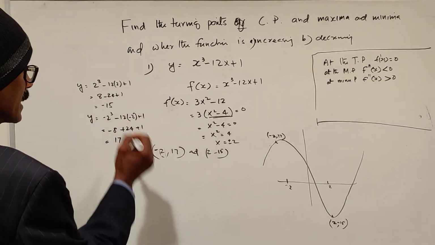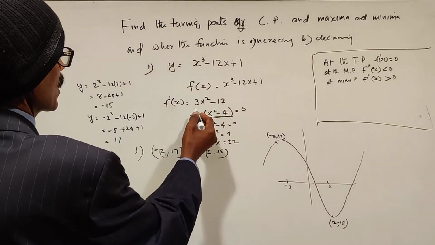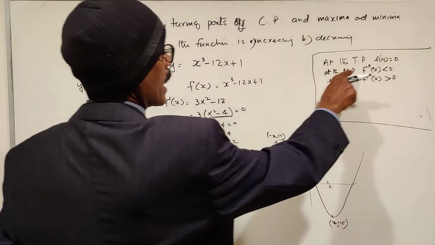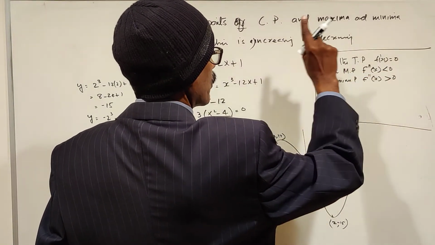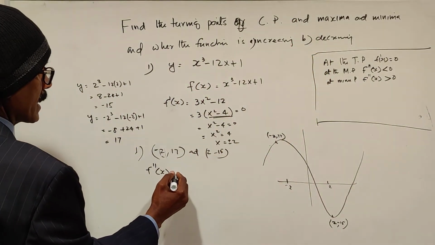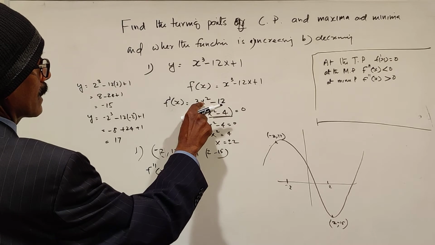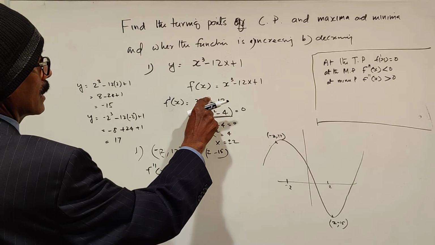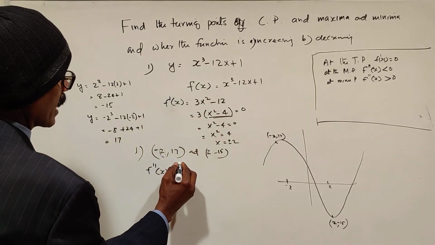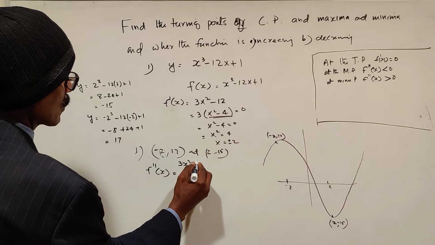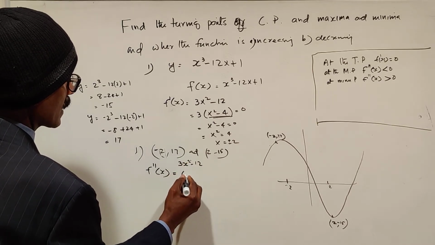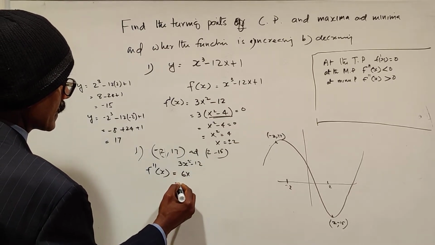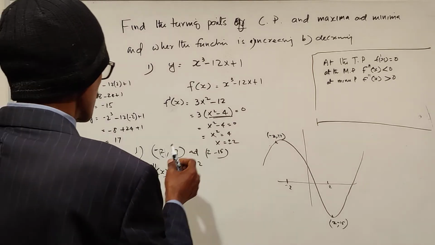How can you find out? Find the second derivative. If f double dash x is negative, then that point is a maximum. The first derivative f dash x is 3x square minus 12. Second derivative: 3 into 2, 6x. What is the derivative of minus 12? 0.